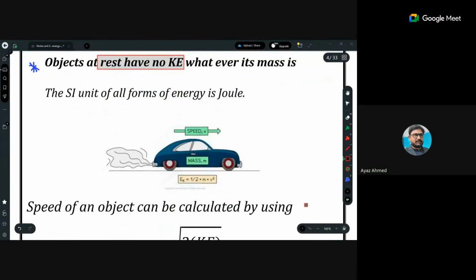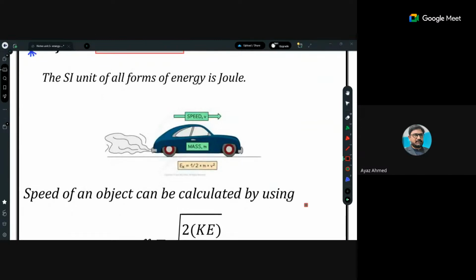So here is a car that is having some mass and it is moving with a certain velocity or speed. So we can use this formula 1 by 2 mv square to calculate its kinetic energy. For example, if I say that the mass of the car is 1200 kg and the speed of the car is, suppose, do you have a calculator? Okay, so let's say its speed is 27 meters per second. Then what will be the kinetic energy possessed by this car?